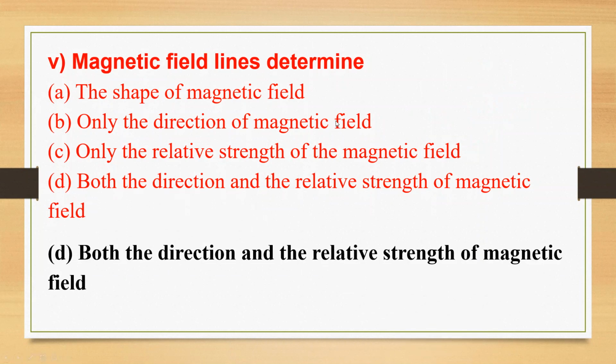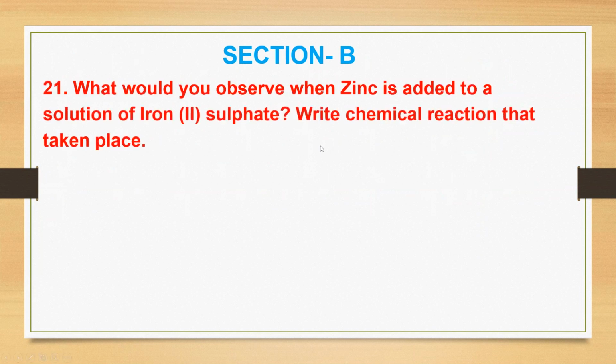These are the case-based questions. 17th to 20th we have done. Then move to Section B, which has 2 marks questions. All are 2 marks questions. You have 6 questions in total. Each question carries 2 marks. Okay, we'll see now. Question number 1, that means 21. Question 21.